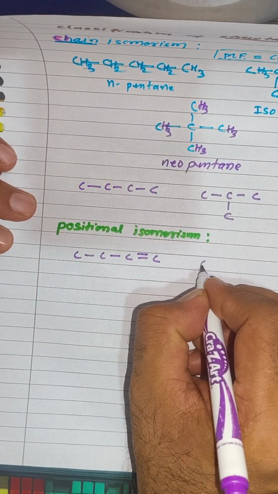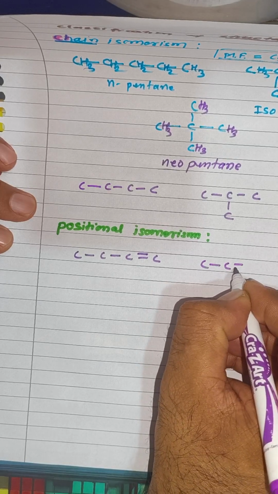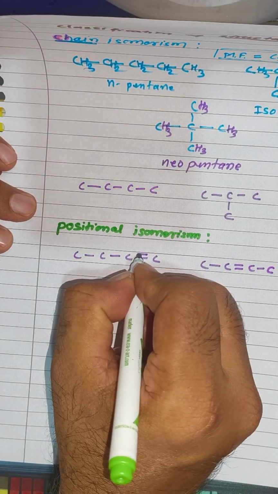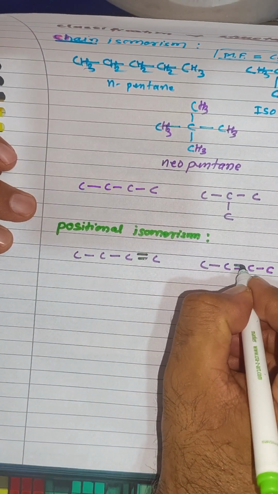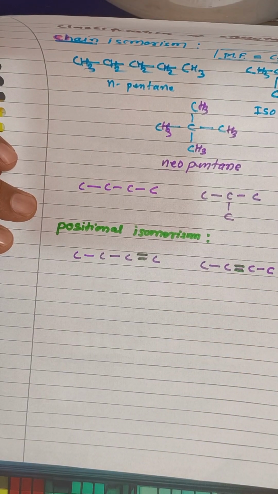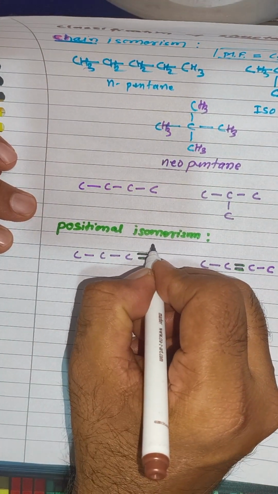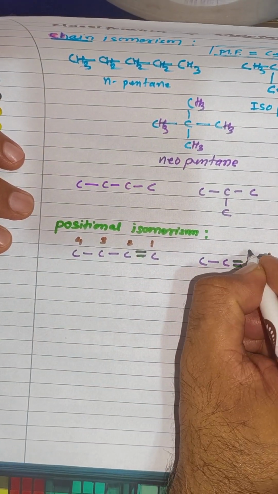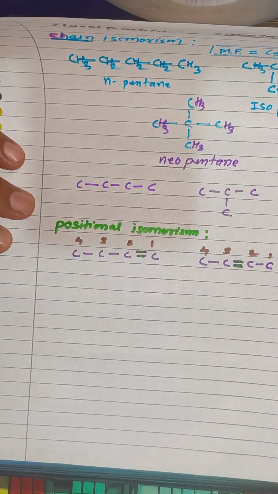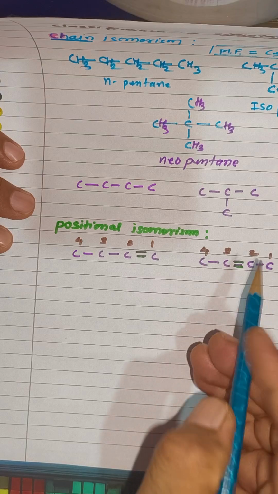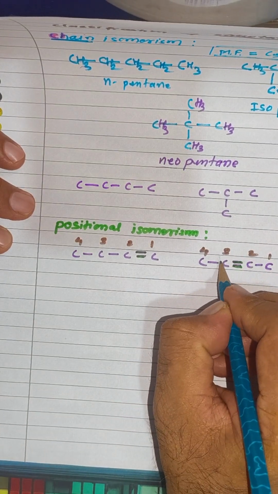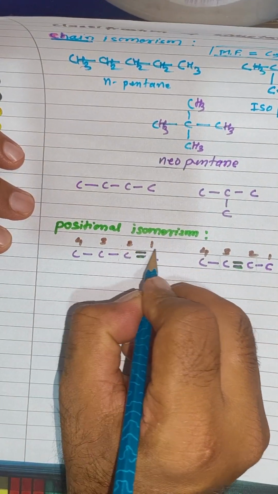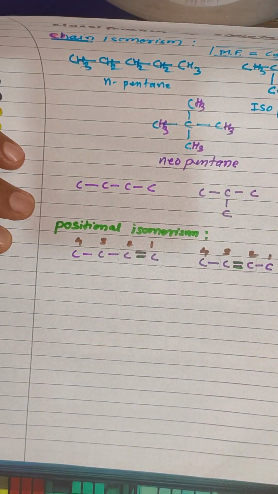I will change the position of the double bond: C, C, with the double bond here, and C. So these are the 2 examples. Double bond is present here, and here. To understand this example, we can number the carbons: 1, 2, 3 and 4 here, and 1, 2, 3 and 4 here. In this case the double bond is between carbon 2 and carbon 3, but here the double bond is between carbon 1 and 2.